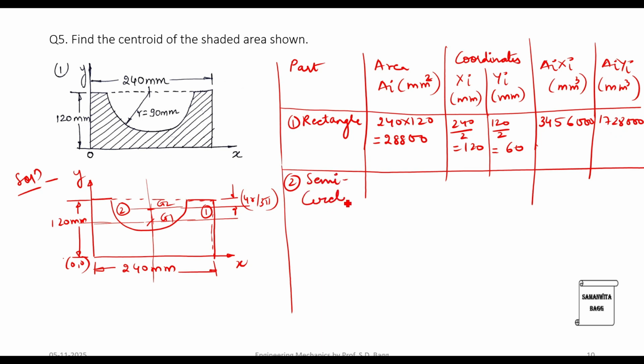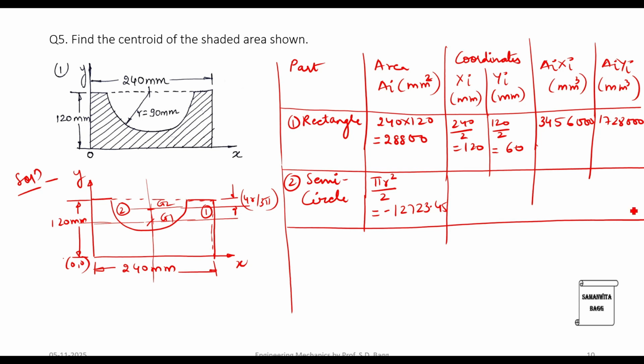The second shape is the semicircle, for which area is pi r square by 2. So this is subtracted, so it is minus 12723.45. Then we have to calculate xi. This is again a symmetric body, so we will have 120 as the answer, 240 by 2.